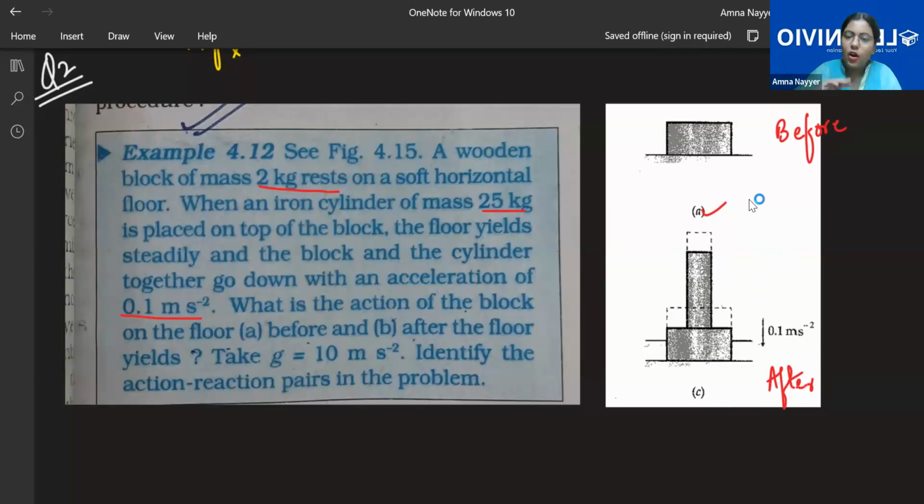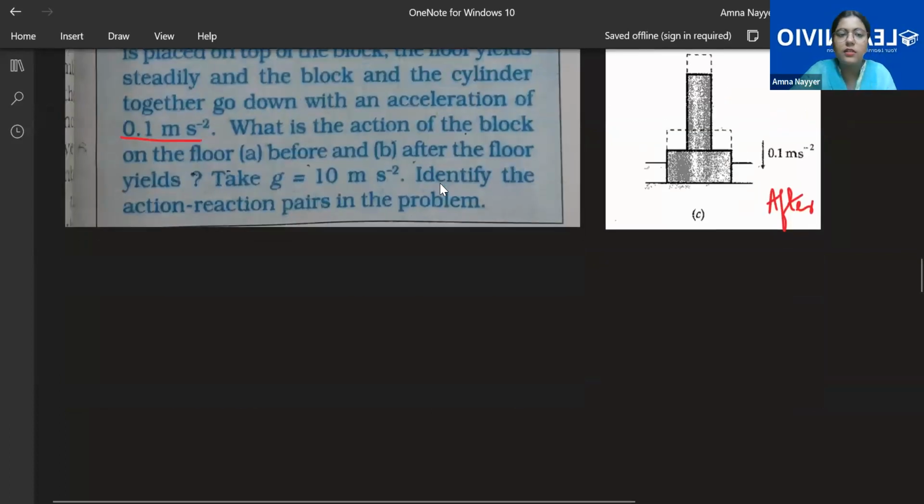Mass is given of both of the things. The block has a very less mass, 2 kg only. It's a soft horizontal floor, and a soft floor will not have the capacity to bear much weight. So 2 kg is fine for the floor.